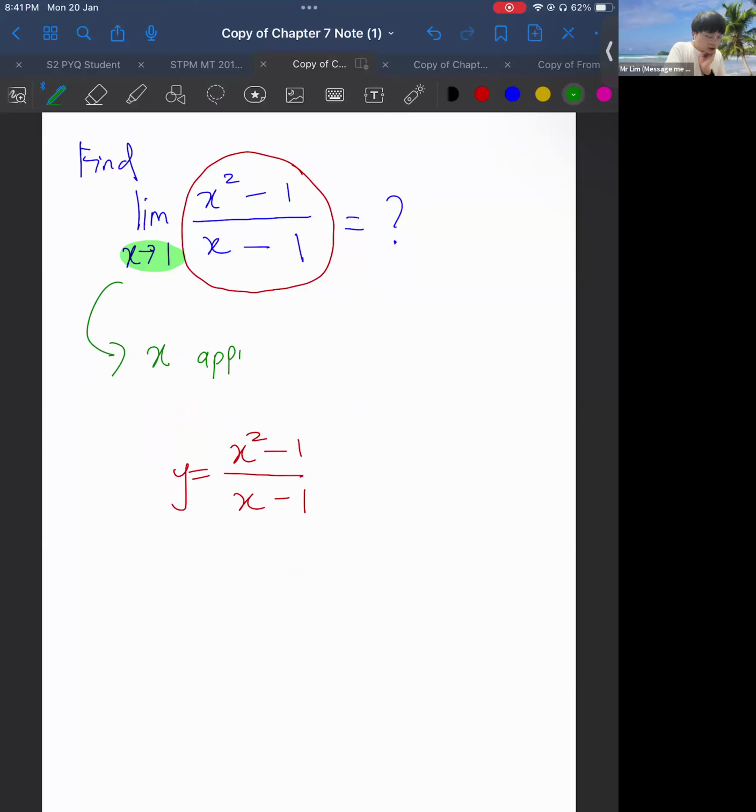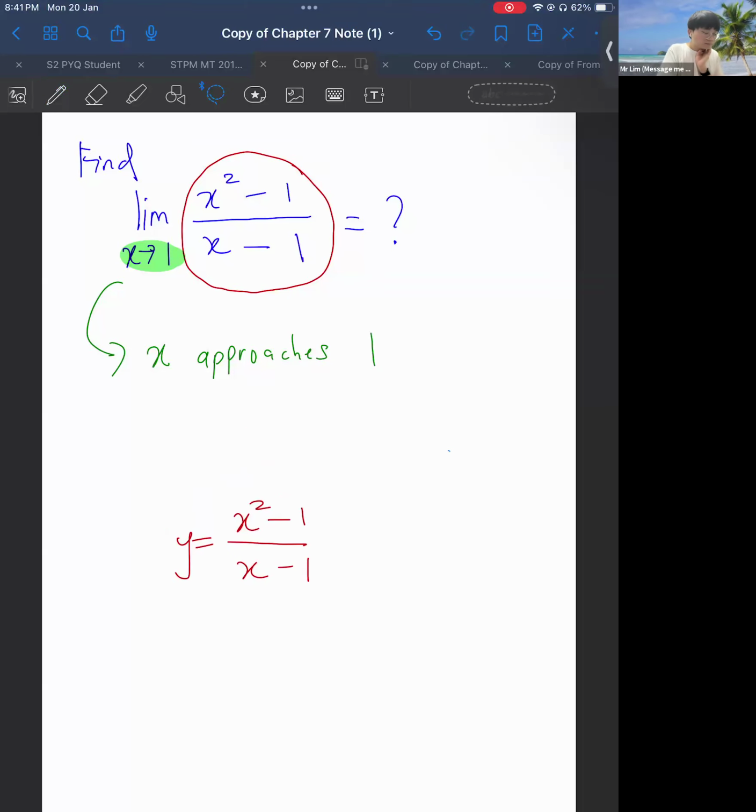x approaches 1. If you think approaches is too hard for you to imagine, it means x is close to 1. When x is close to the number 1, okay, what happened to this function? What is the value when x is close to 1?